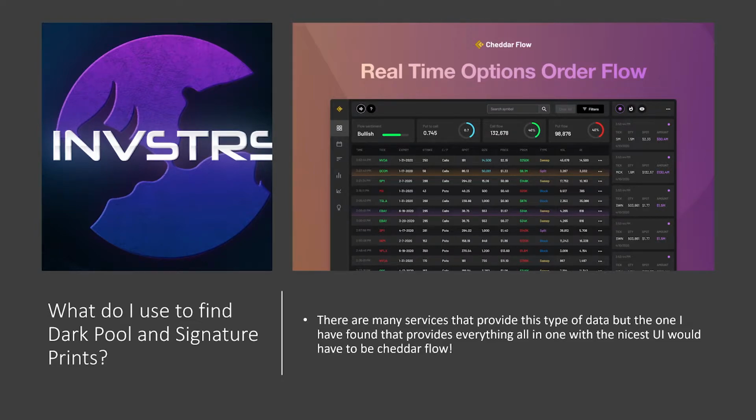So what do I use to find dark pool and signature prints? There are many services that provide this type of data, but the one I have found that provides everything all in one with the nicest UI would have to be Cheddar.